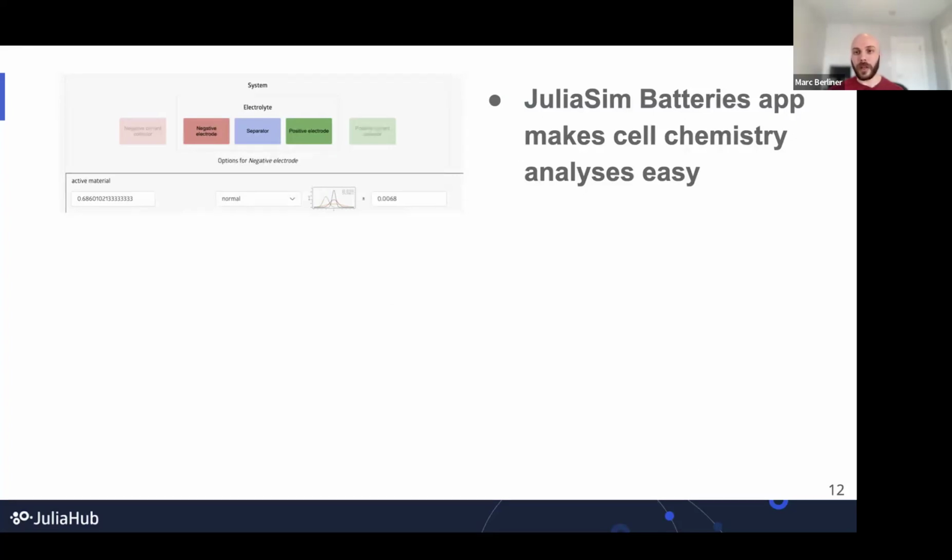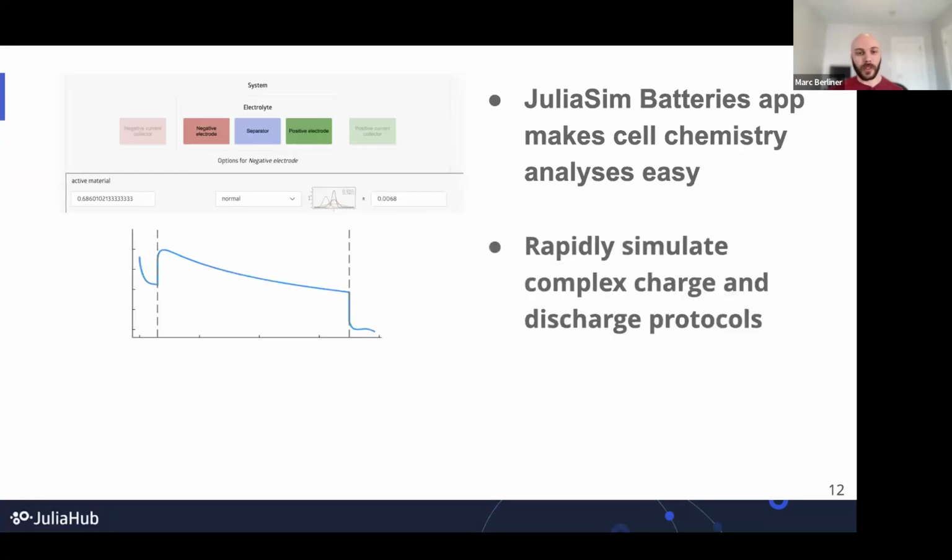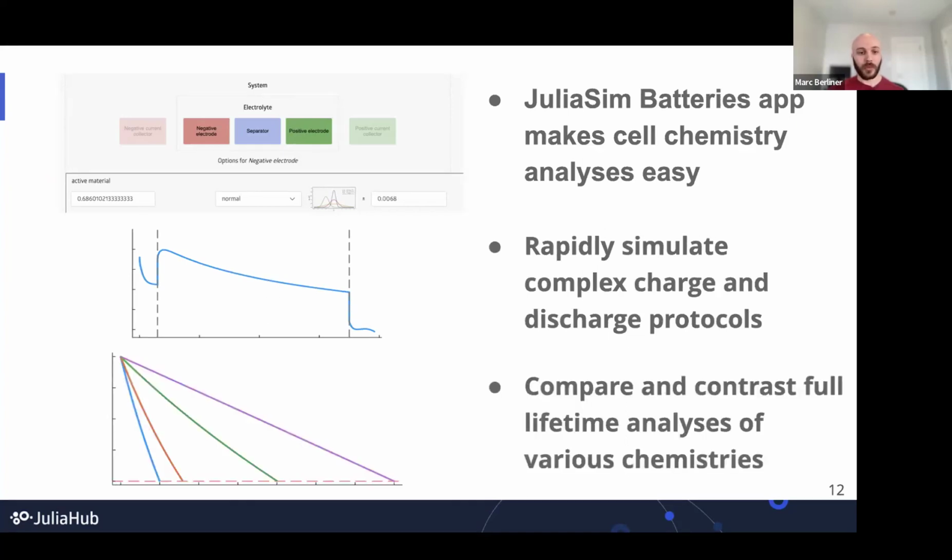You can use the JuliaSim Batteries app, which is available today, to get really deep insights into these analyses. We can simulate these very complex and demanding performance curves, like this eVTOL mission profile, rapidly, in just a matter of seconds using the platform. And additionally, you can export and save and interact with all the information that you get using the JuliaSim Batteries app.